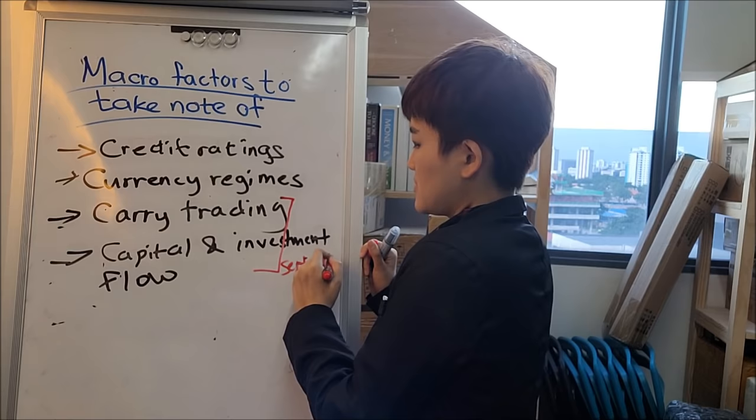So to put it simply, when there's inflation, it means there's a lot of money flowing in the economy, right? Money supply is very high. A lot of money flowing in the economy will cause the currency to depreciate. On the other hand, when there's a decrease in money supply, the currency is going to appreciate.